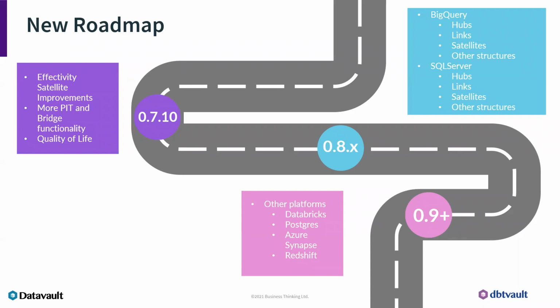So quality of life and bug fixes, you can pretty much guarantee are going to be in every release as much as possible. So anyway, moving on to 0.8x. I say 0.8x because for a first version, so for 0.8.0, we want to release BigQuery and SQL Server. For that initial release, it's just going to be hubs, links, and satellites, so that at least we've got that and people can start using it.